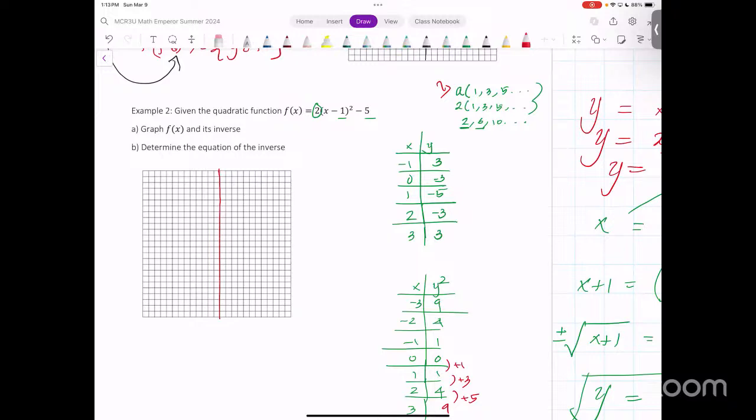I'm expecting your grade 10 teacher has taught this. Did we learn that, Aaron, in here? Mapping notation? Yeah. Okay, cool. Just wanted to make sure.